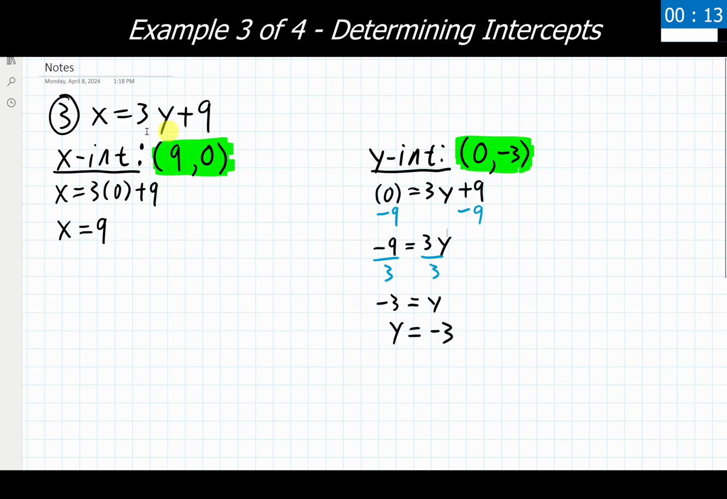So for the equation x equals 3y plus 9, our x-intercept is going to be at the point 9, 0, and our y-intercept is going to be at the point 0, negative 3.